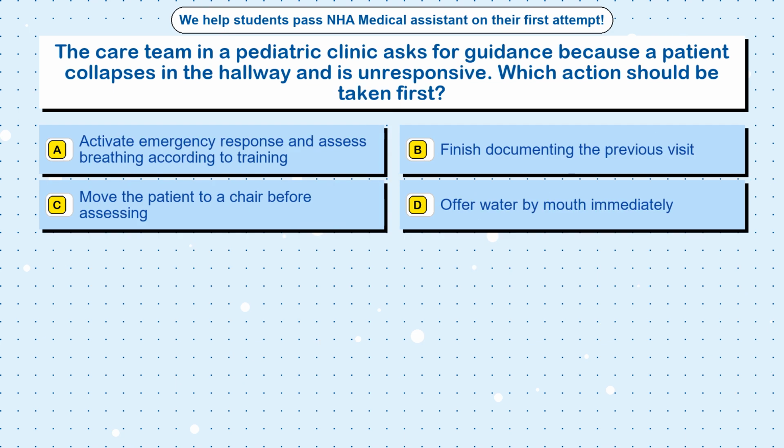Question 74. The care team in a pediatric clinic asks for guidance because a patient collapses in the hallway and is unresponsive. Which action should be taken first? Option A, activate emergency response and assess breathing according to training. Option B, finish documenting the previous visit. Option C, move the patient to a chair before assessing. Option D, offer water by mouth immediately.